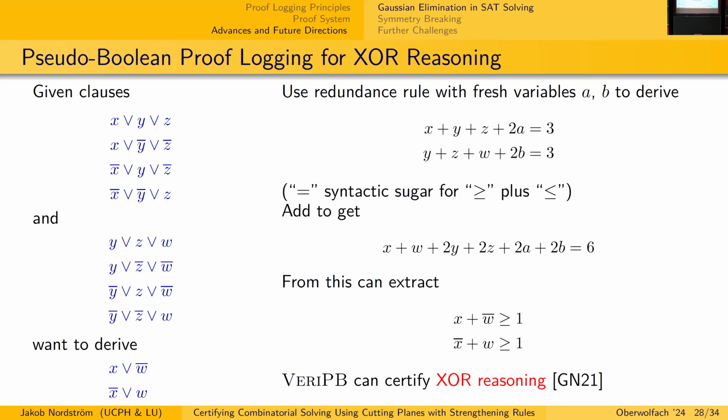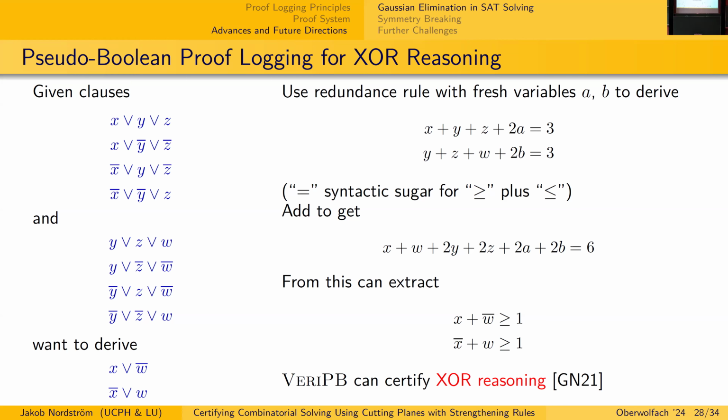Obviously, what you would do is run your Gaussian elimination solver, and whenever it makes a Gaussian elimination step, you know which equalities and inequalities you want to add. The Gaussian elimination engine is completely unaware of this, of course, but I'm just building a cutting planes proof that mirrors what the Gaussian elimination does.